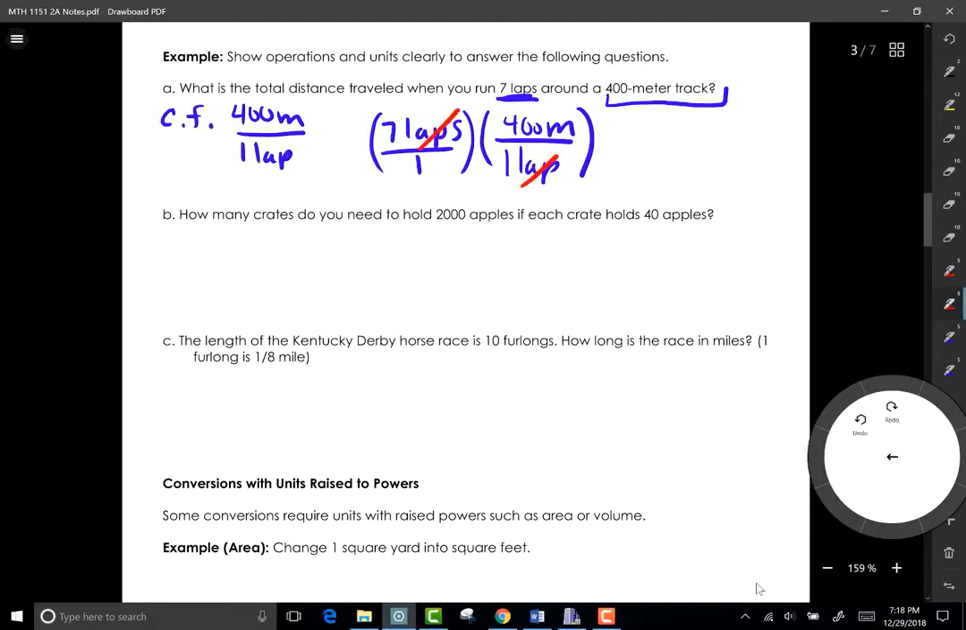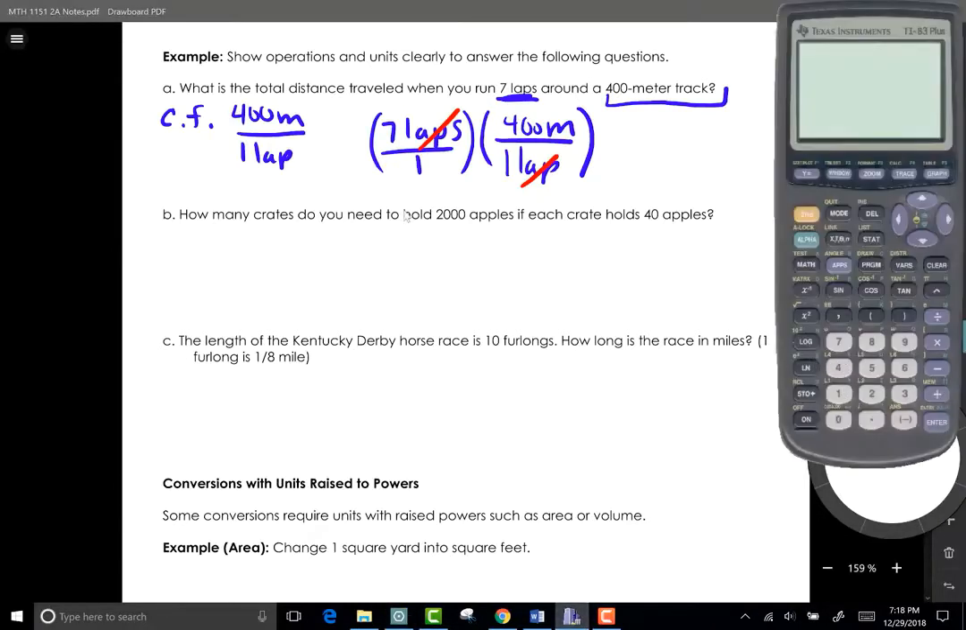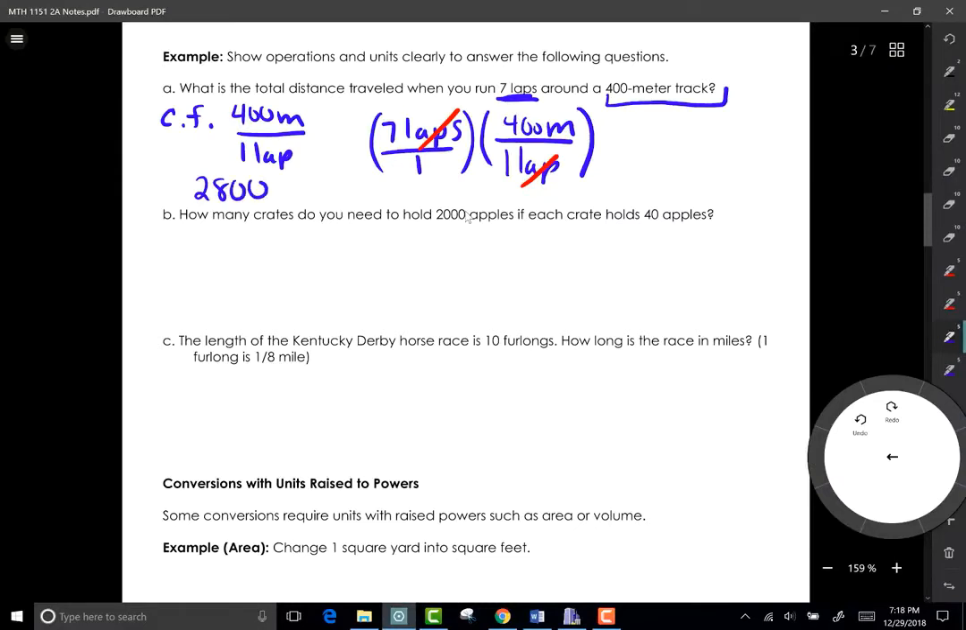And so now on my calculator, all I have to do is put in 7 over 1 times 400 over 1. So in parentheses, I'm going to put 7 divided by 1, and then times 400 divided by 1. And that's going to give me 2,800 meters.